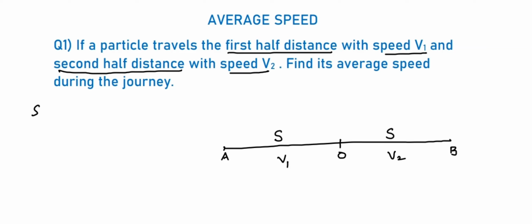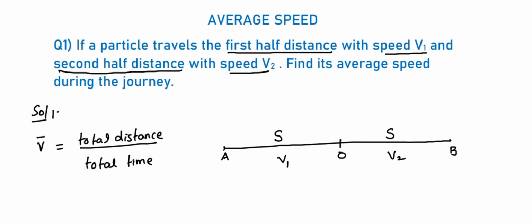Now from the average speed, we have V average is equal to total distance travelled by the body divided by total time taken. Here total distance is S plus S, that means the distance between A and O and the distance between O and B. Total time taken T1 plus T2. But T1, T2 are not given. We have to eliminate them.